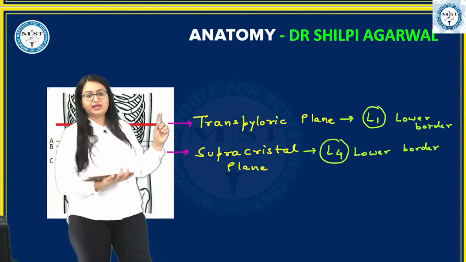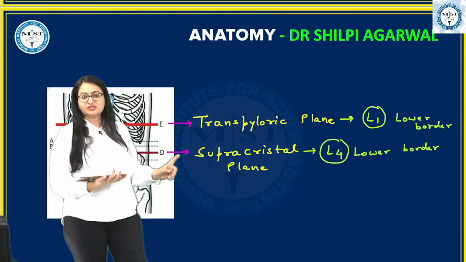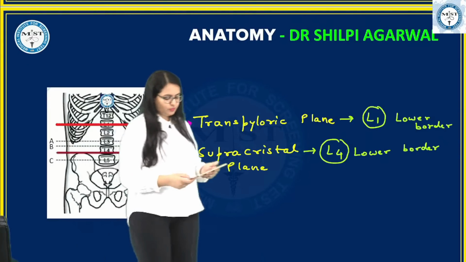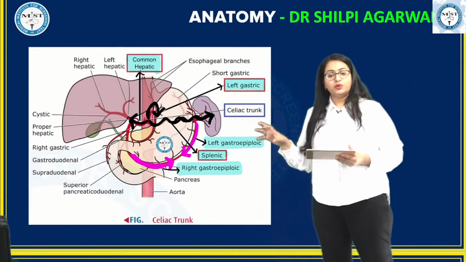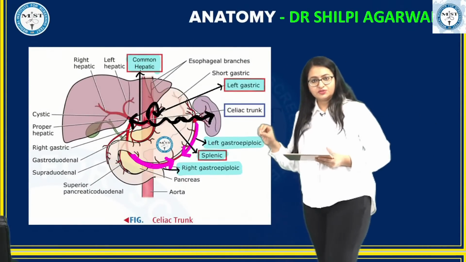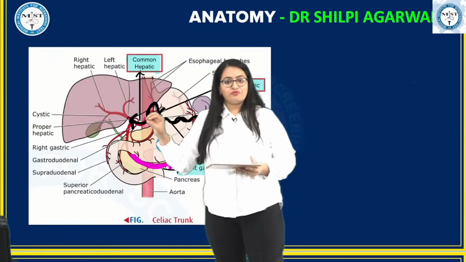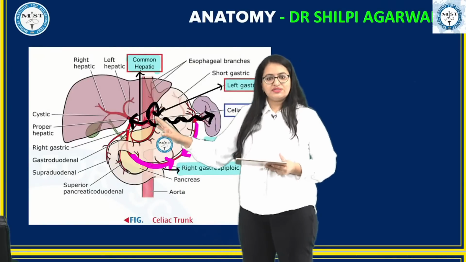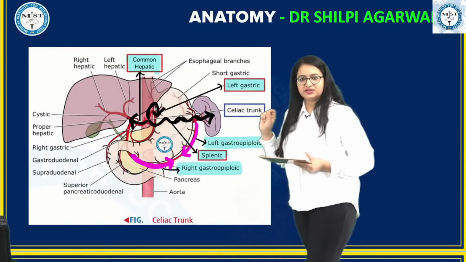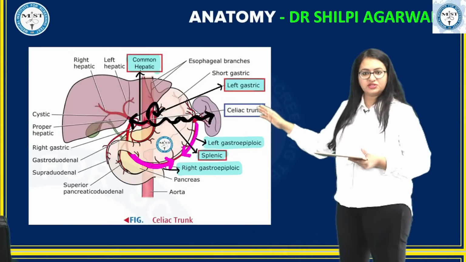The transpyloric plane is at the L1 lower border, and the supracrestal plane is at the L4 lower border. So in the image you should be able to identify the planes. Now when you see this image for the arteries of the stomach, this one is the aorta, from where the celiac trunk arises. This is the celiac trunk, labeled over here.